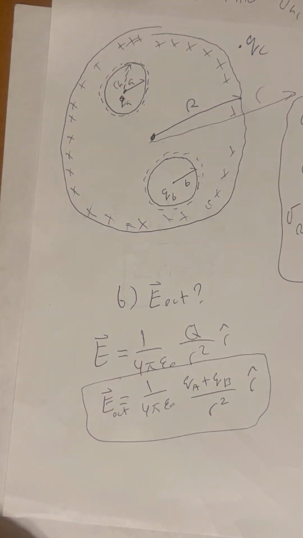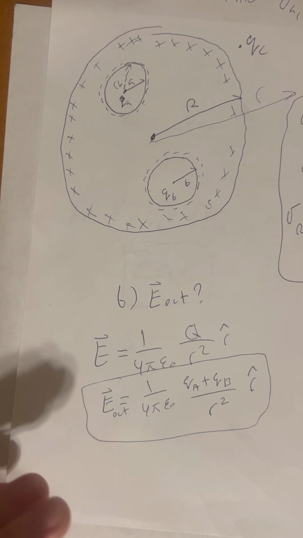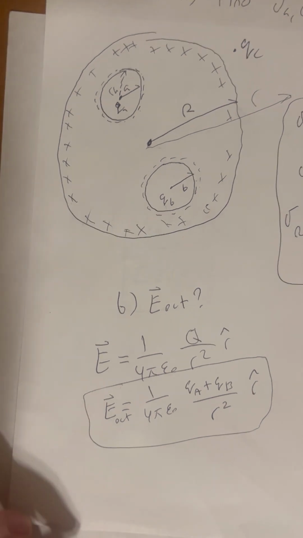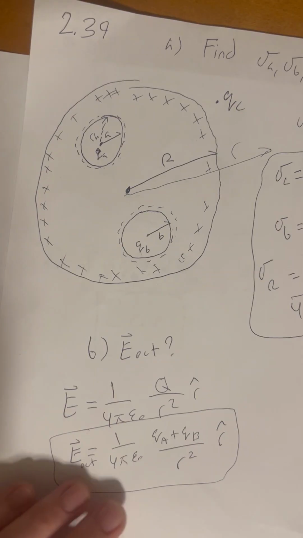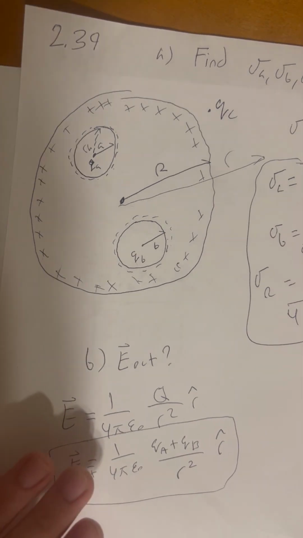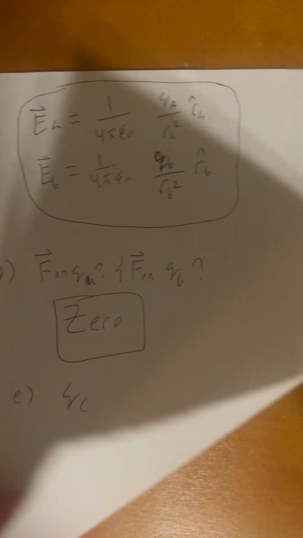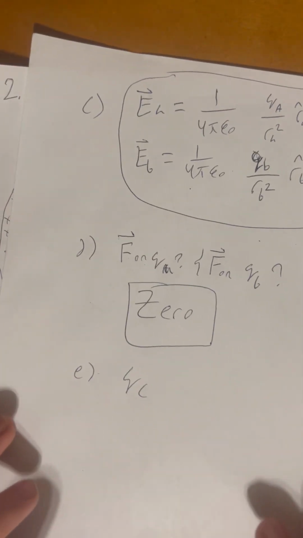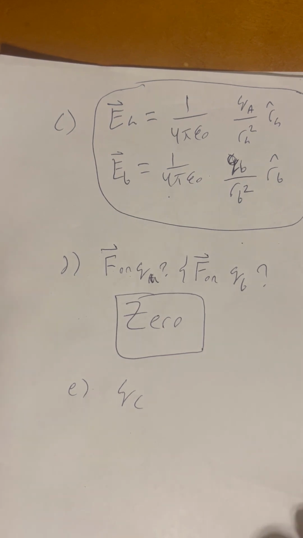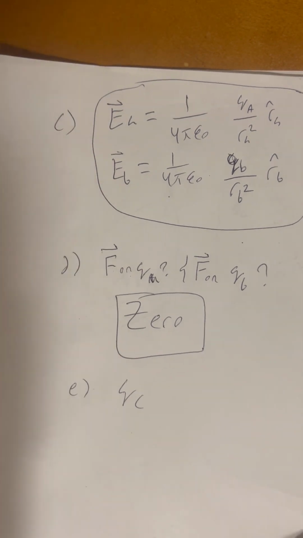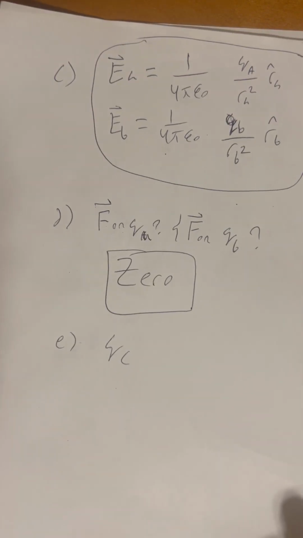The electric field outside would change, because again, the surface charge density changes to accommodate the point charge. However, the ones inside for A and B would be unaffected, just as the force on A and B would still be 0 in this situation. And that does it for problem 239. Thank you.